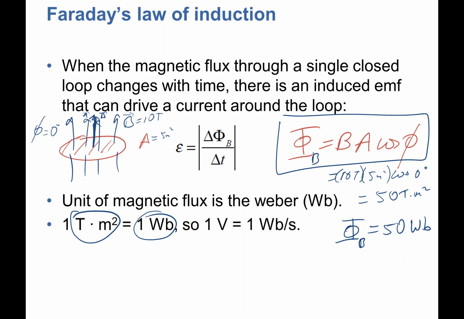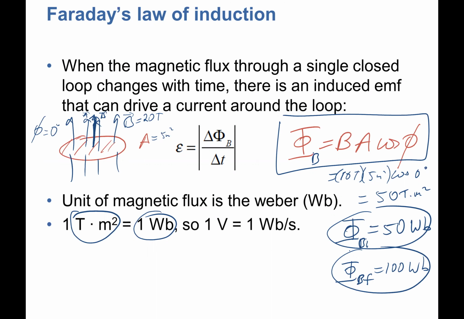Imagine that I change the magnetic field from 10 to 20 Tesla in 5 seconds. So this is my initial magnetic flux. And if I calculate my final flux, when the magnetic field goes from 10 Tesla to 20 Tesla, if I plug that in, I'm going to get 100 Weber as my magnetic flux. You can see I changed my magnetic flux. Why did I change it? Because I changed the magnetic field strength.